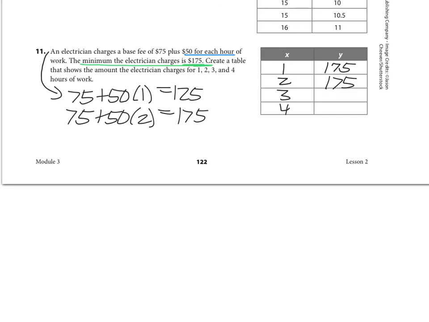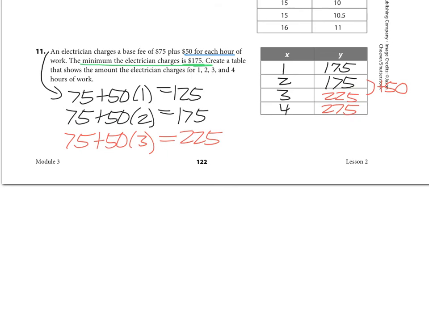Then what's going to happen? Well, because it's $50 per hour, I know it's going to go up 50 each time. Let's just try it here. 75 plus 50 times 3. If you do that on your calculator, you get 225. Well, guess what? That is $50 more than this 175. So then that tells me for the 4 hours is going to be 275. I don't even have to do the formula because I know it's got to add $50 more.